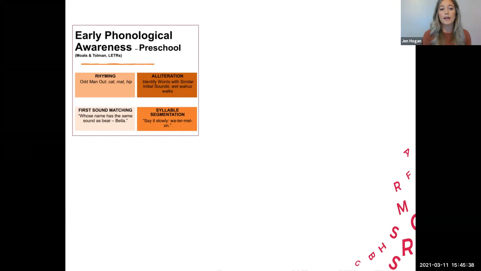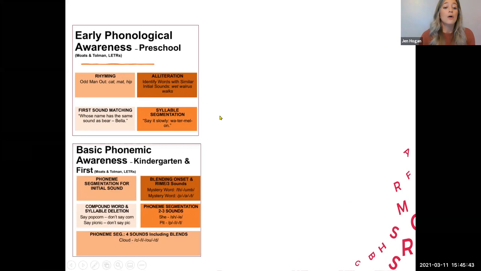So that's what I'm talking about when I say move from phonological to phonemic. We move from this word level, so rhyming, alliteration, and syllables, into basic phonemic awareness, where I find that even for me and my colleagues, we get stuck. I think that's because some of the screeners we use focus on this. We see a lot of screeners like DIBELS assessing phoneme segmentation. So I get stuck in this phoneme segmentation, phoneme blending, back and forth cycle.